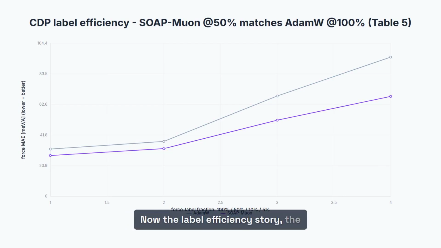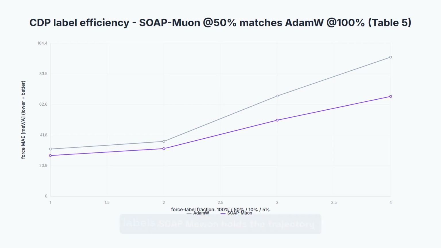Now the label efficiency story, the paper's strongest claim. CDP force error as you drop the force labels. AdamW at 100% sits at 32.2 and degrades as labels leave. But SOAP Muon at 50% forces still matches AdamW at 100%, 32.5 versus 32.2. Better optimization can partially pay for reduced access to force labels.